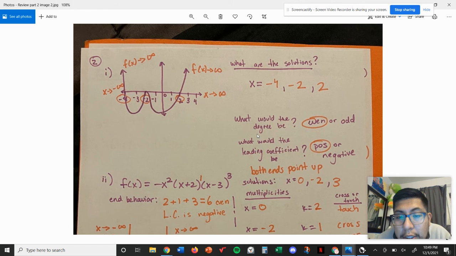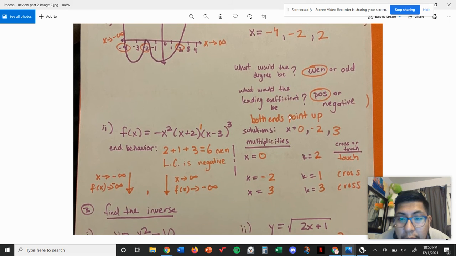So what would the degree be? Even, and the leading coefficient would also be positive, because both ends are pointing up. And these are just some notations that you might need to look over for your test, because these notations will be on your test. These notations are always here. It's these that change. Okay. The other one was no graph.